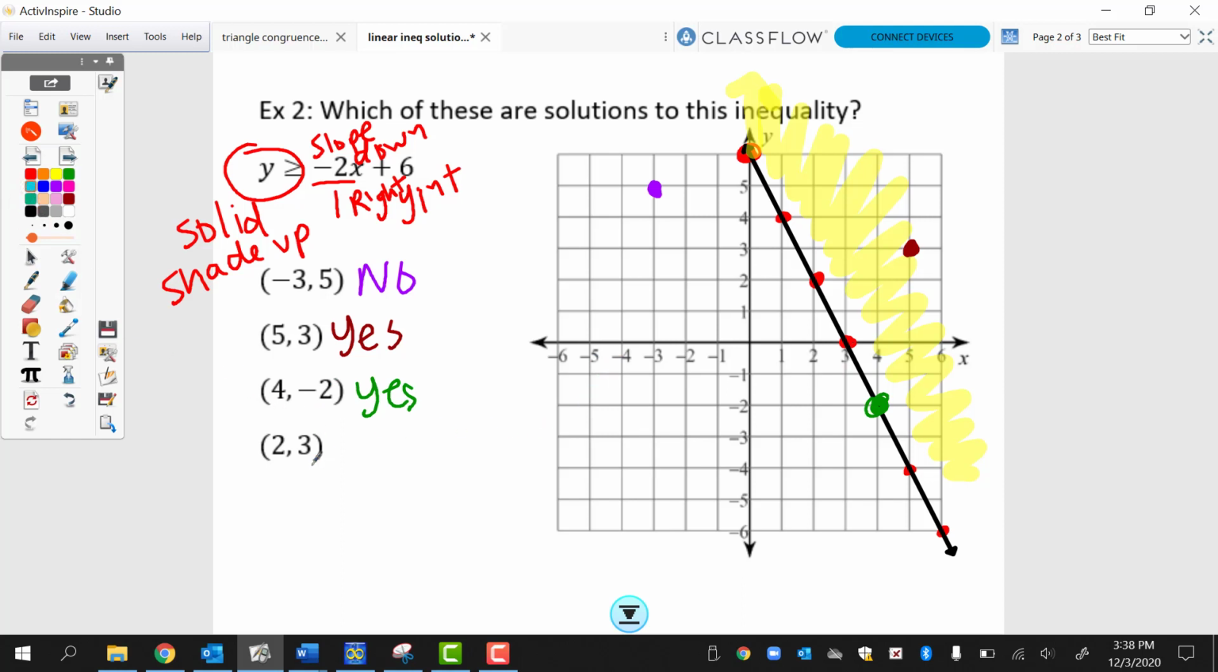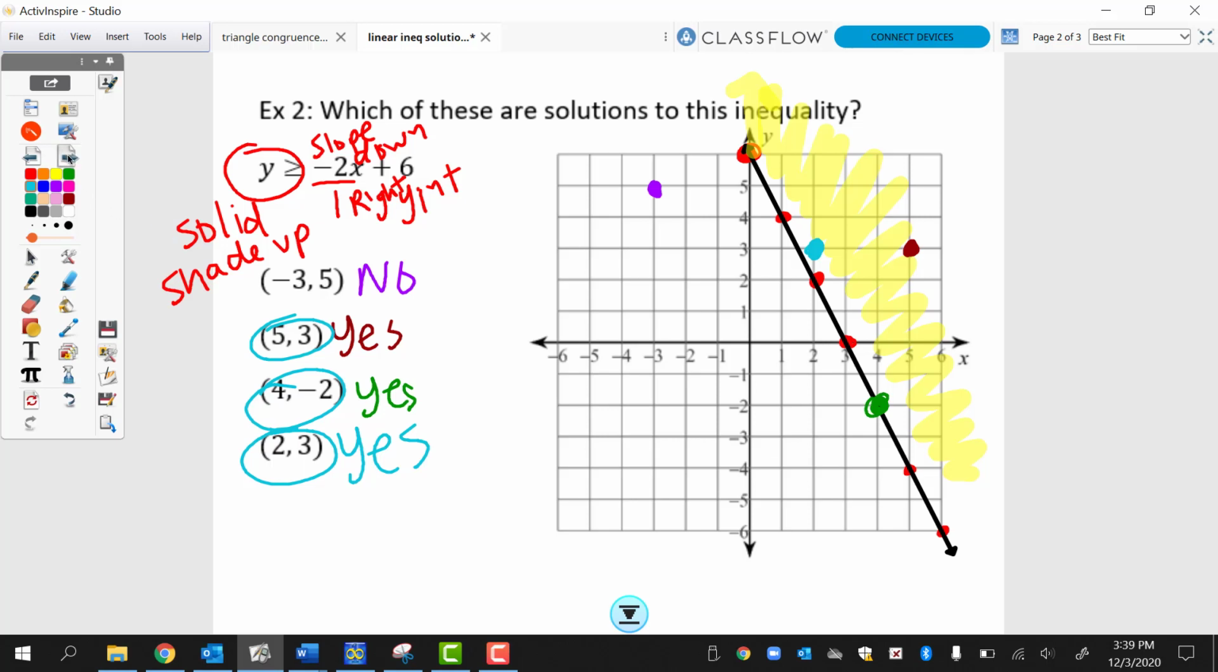And then the last one was 2 comma 3, which is right there. Is that in the shaded? Barely, but yes, it is in the shaded, so that's a yes. So these were all solutions, and this one was a no.